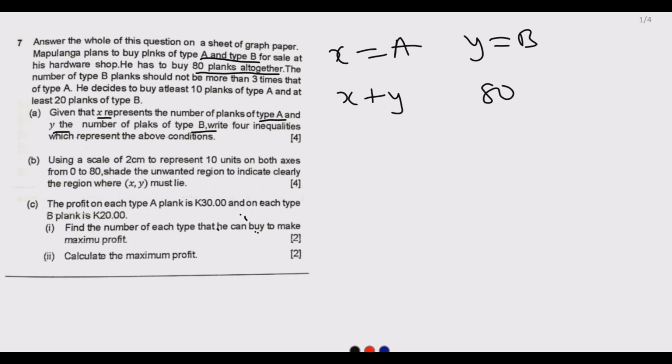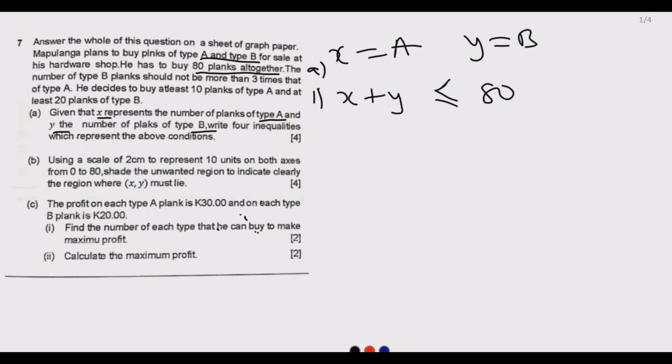So he has to buy altogether 80. So 80 should be our maximum. Hence we are saying, when we add type A planks, which is X, and type B planks, we should get at maximum 80. Hence we are saying X plus Y should be less than or equal to 80. So this is the first inequality. Remember, we are tackling question A.